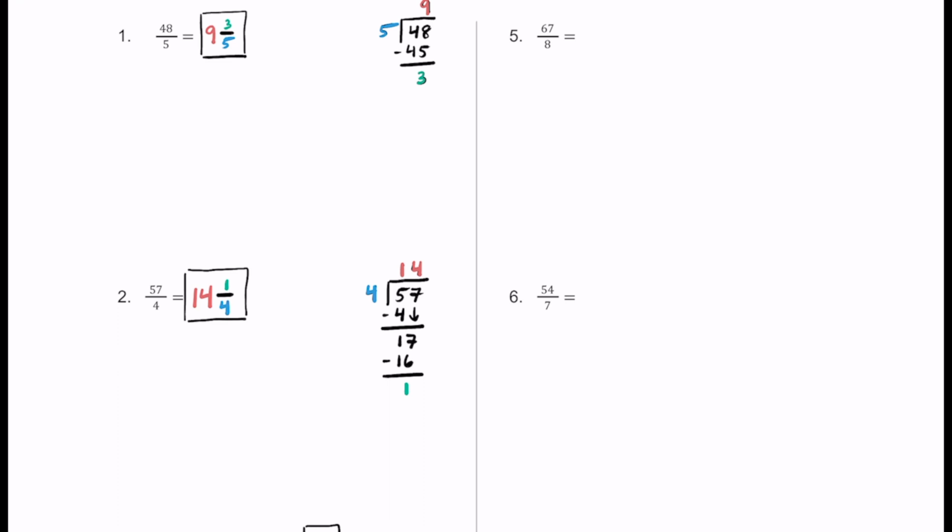Number 5 looks like we have an improper fraction, so we have 67/8. So that's asking how many times does 8 fit into 67. I know 8 times 8 is 64, so that's as close as we can get. We subtract, we have a remainder of 3.